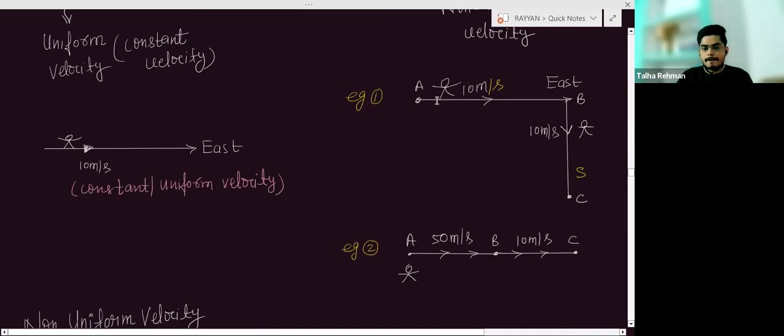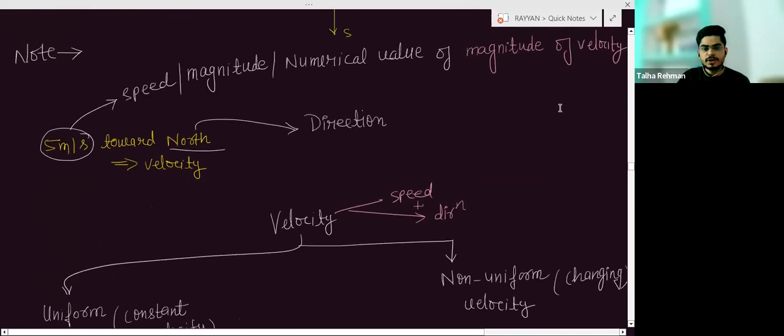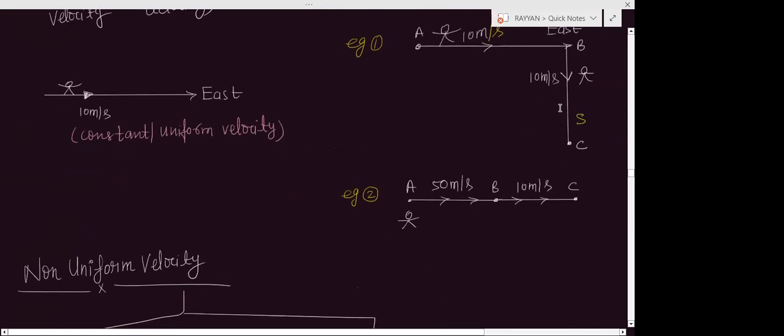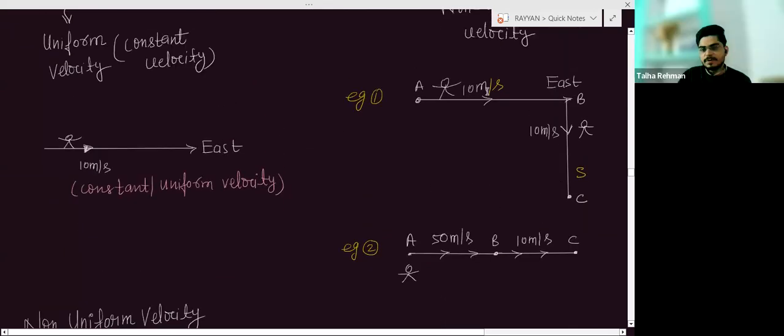In this example, the person is moving from A to C. Now you can say during this motion, the velocity is changing. From here to here, the person is moving along east direction, with 10 meter per second. So from here to here, there is no change in velocity. From A to B, there is no change in velocity.